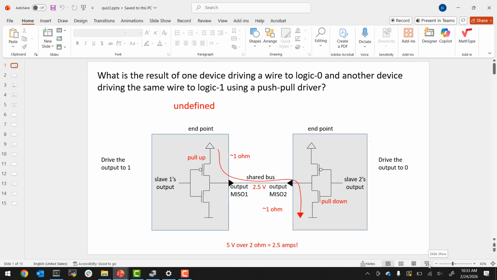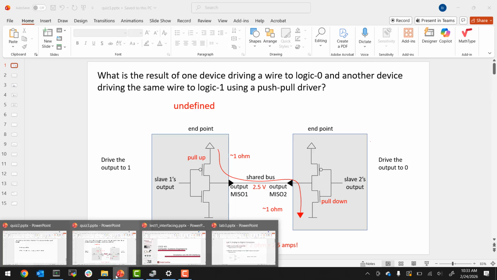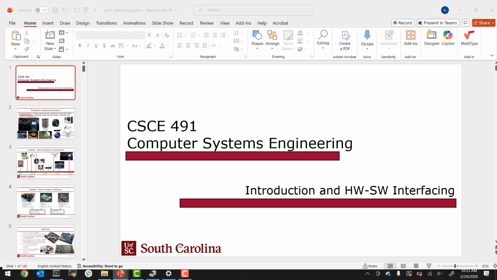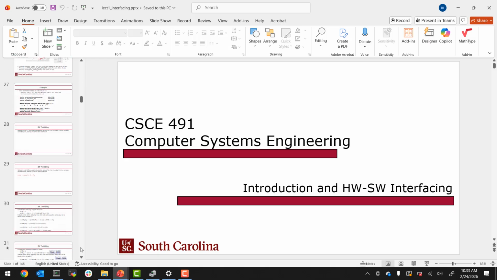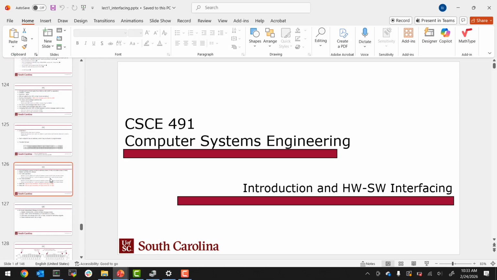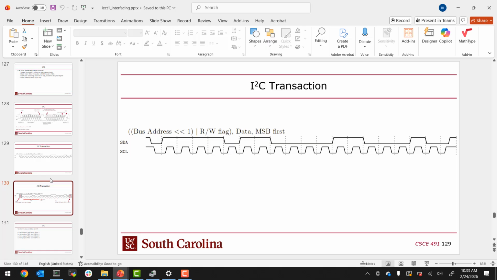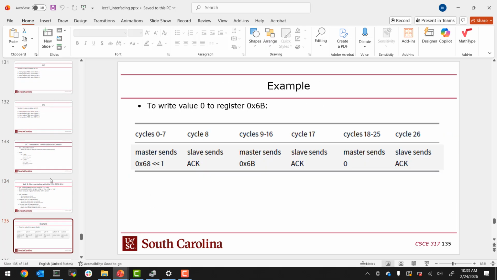There was one topic, though, that I didn't get to in the first lecture, and I'm going to cover that real quick. I think it's important. So that was the last bus protocol which we cover in this class, and the next one is JTAG.